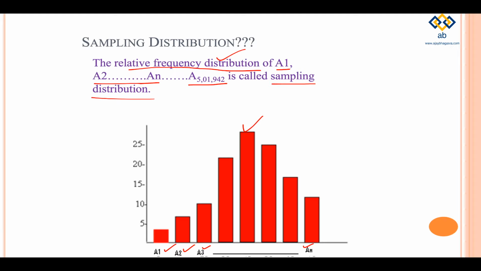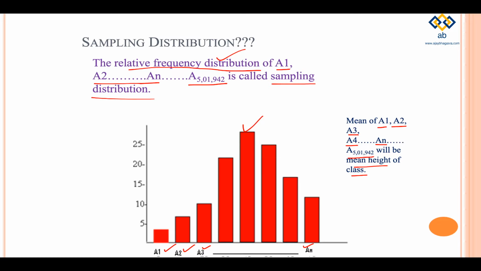Very important here. If we look at this sampling distribution, we must be able to say, and this is a proven theorem in mathematics, that if we further take the mean of A1, A2, A3, A4, AN, and A5 lakh 1942, it will be the absolute mean height of the class. So do not confuse it, but understand it.